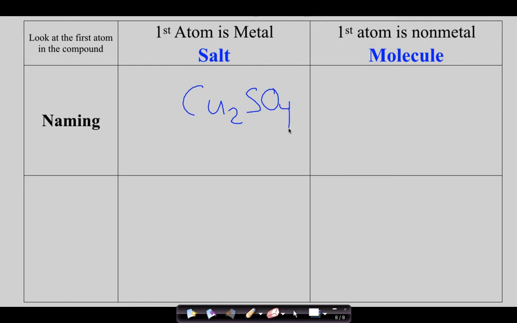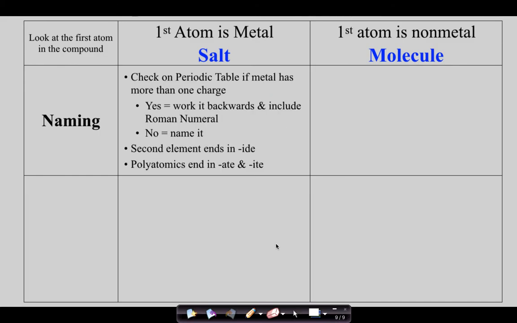Cu2SO4. What is the first thing we did to write this formula or write the name? Look it up on the periodic table and see if it's got more than one charge. Oh my gosh, copper can have more than one charge. Because it can have more than one charge, what do we have to do? Break it in half and work it backwards. Figure out what the charge is and represent it with what? A Roman numeral. Guys, that is what all of this is about. First step, check on the periodic table if the metal has more than one charge. If it does, work it backwards and use a Roman numeral. If it does not, just name the thing.